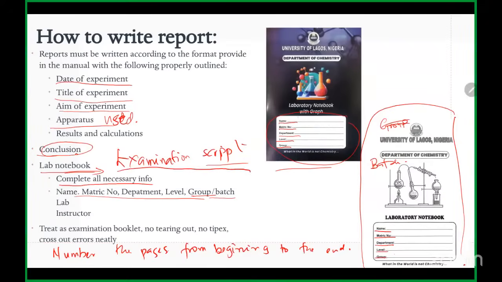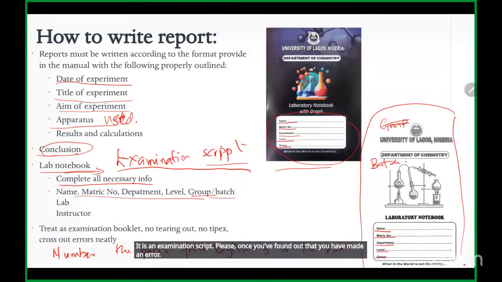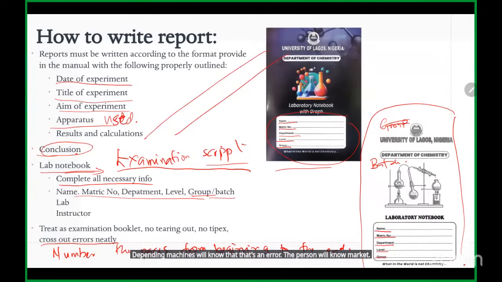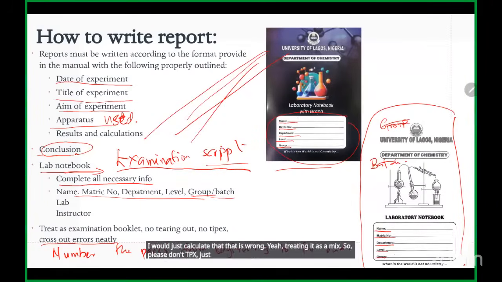It is an examination script. Please, once you've found out that you have made an error, just cross out the errors neatly. You can use a single line or 2 lines across it, it is fine. The person marking it will know that that's an error and will not mark it. Don't start putting plenty of tipex, saying that you want to write on top of it. If you write on top of it with tipex, I will just cancel it. That is wrong, you are treating it as an error. So please don't use tipex. Just cancel it out neatly and move on to the next available space.